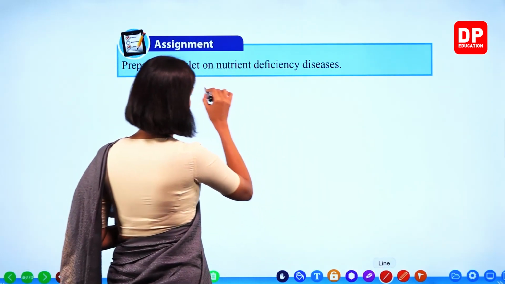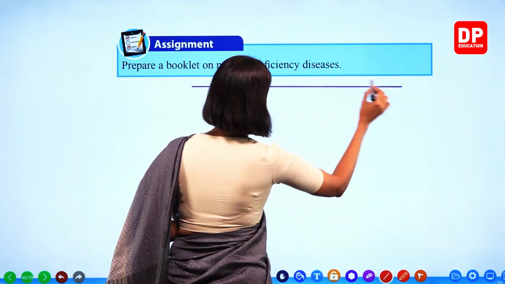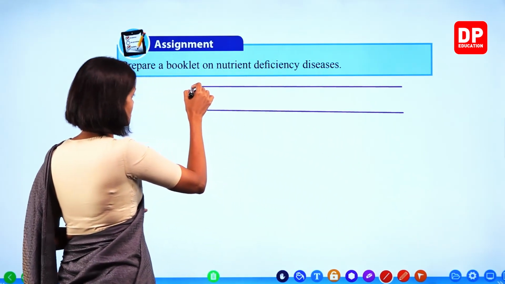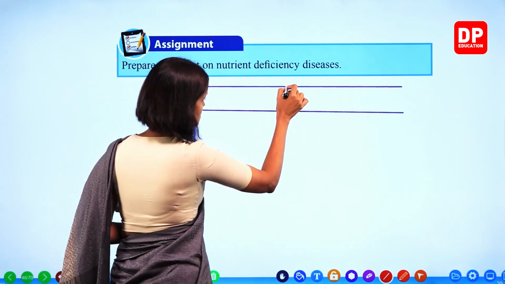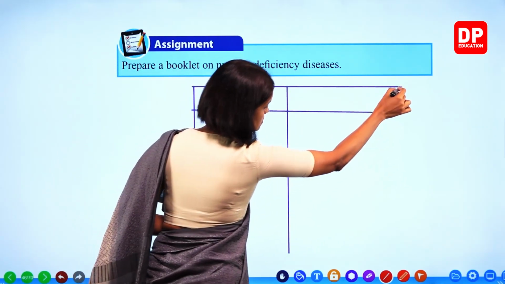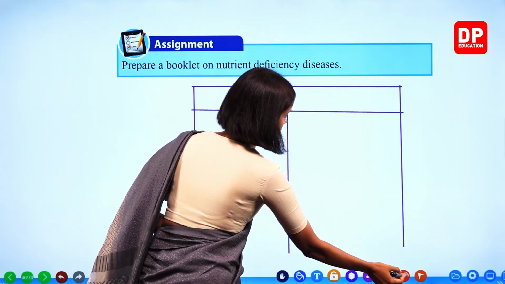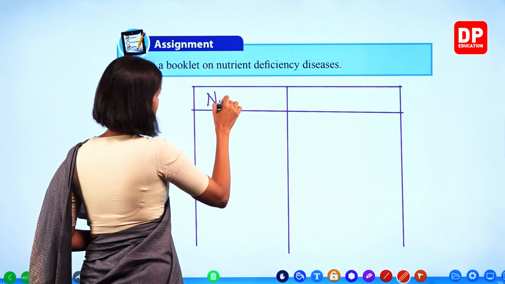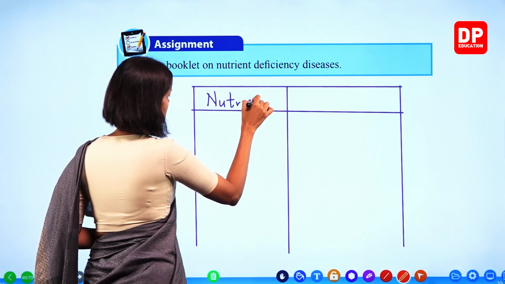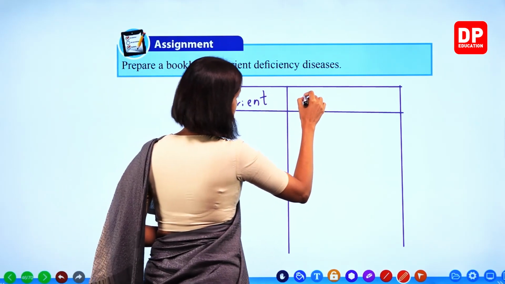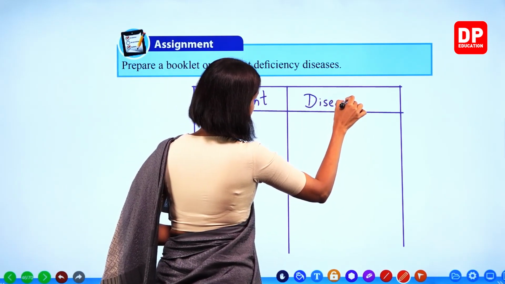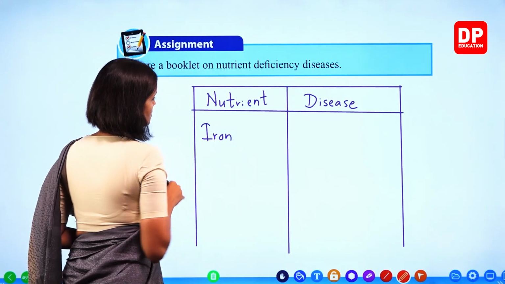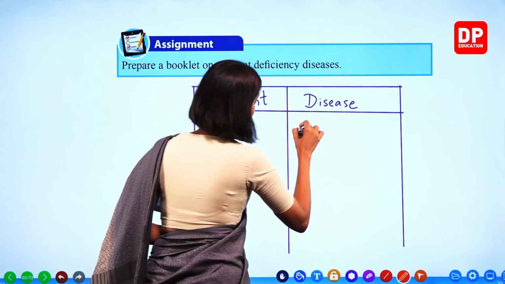So I will simply include them in a table. This is just to get an idea. You need to find more information. Okay, children? Right. So, here I will write the nutrient. Disease. Right? Due to lack of iron, a disease called anemia occurs.